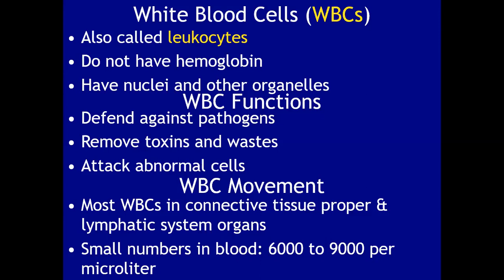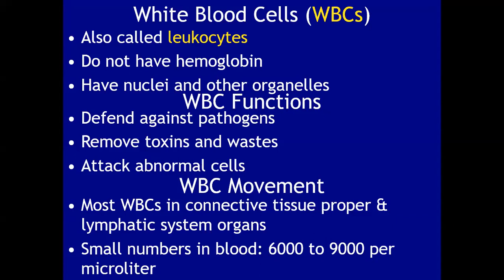These are nucleated. They've got all the other organelles that we think about. And instead of carrying the oxygen with that hemoglobin molecule, their job is to defend the body against pathogens. They're also going to be there to help remove the toxins and the waste. And they help us attacking abnormal cells, those that are infected by viruses and those that are cancerous. Hopefully we will find all of those. The white blood cells will find those and they'll destroy our own cells.